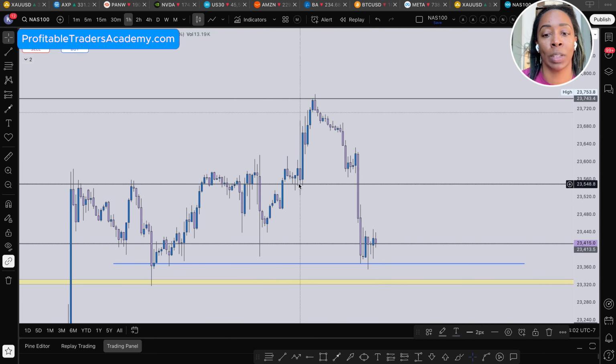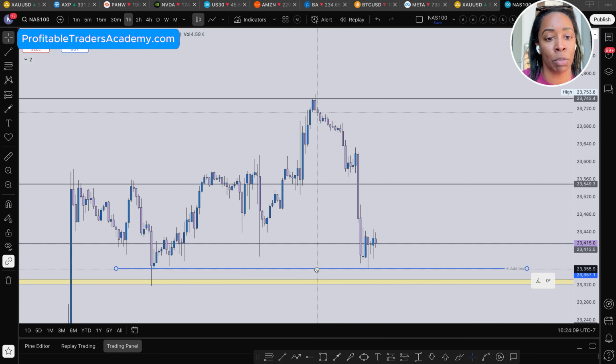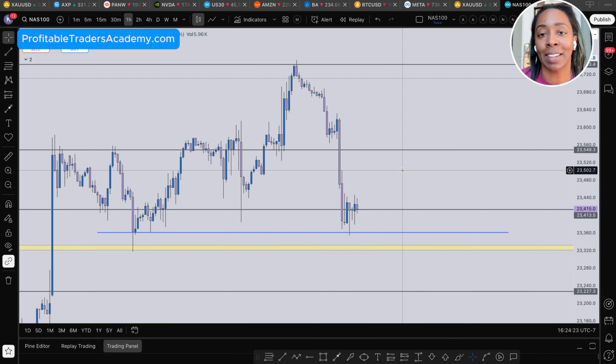So now I have some really clean zones here, and we do see this level that has been respected. I could keep it there, or I can move it down just a little bit. Actually, I'll move it down just a little bit. So now it's sitting at 23,361. So I like this so far. So I'm just going to leave it like that.